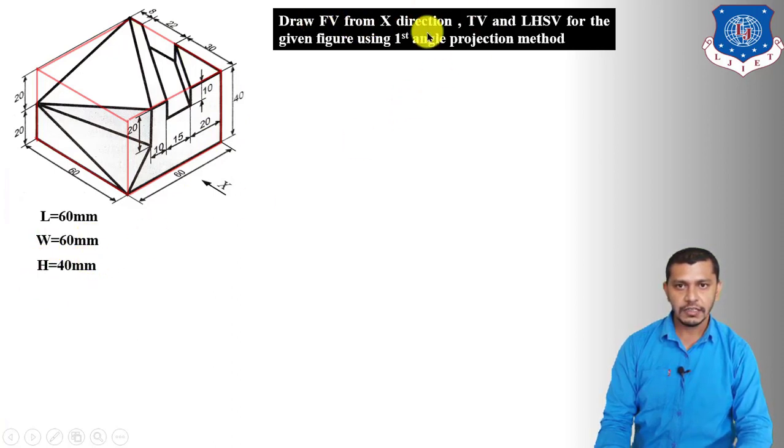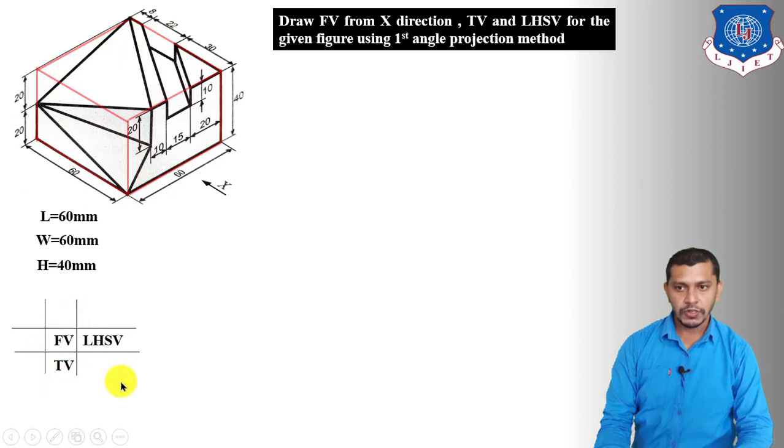Now the second thing is we have to position the front view, top view and the left hand side view by following the first angle projection method. So if you are following the first angle projection method, then top view will be below the front view and left hand side view will be in the right hand side of the front view.